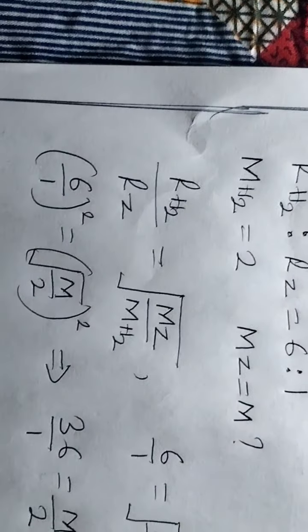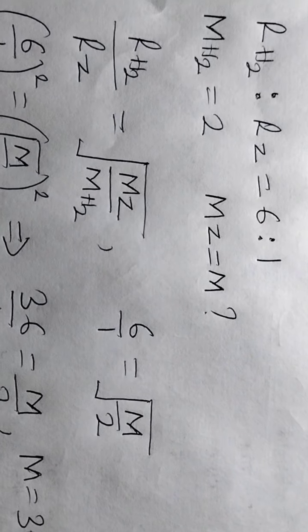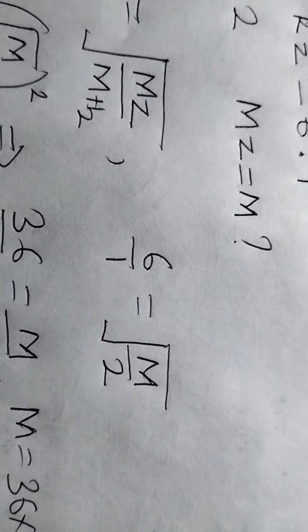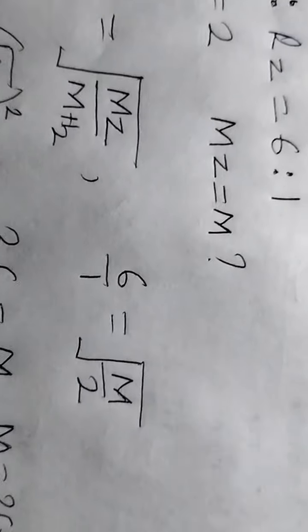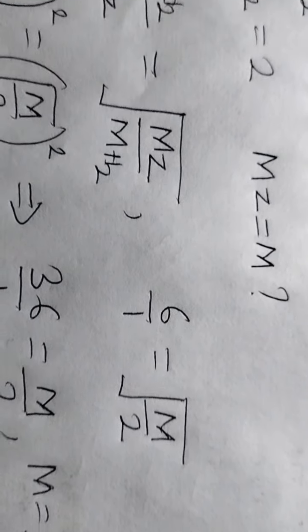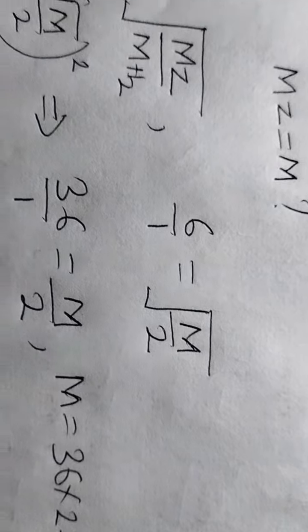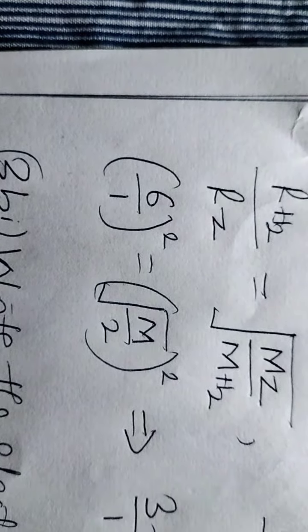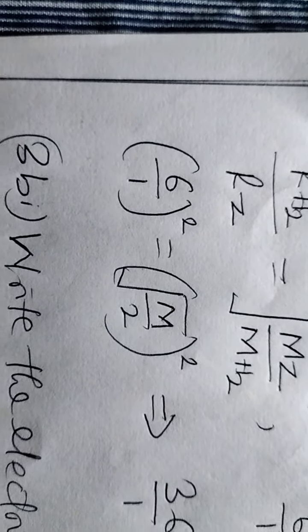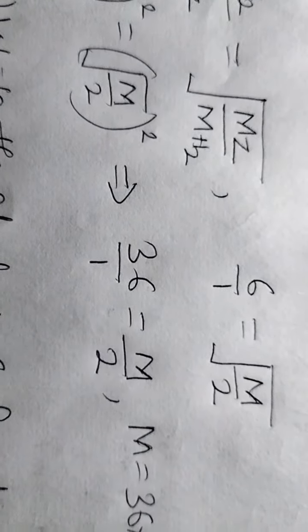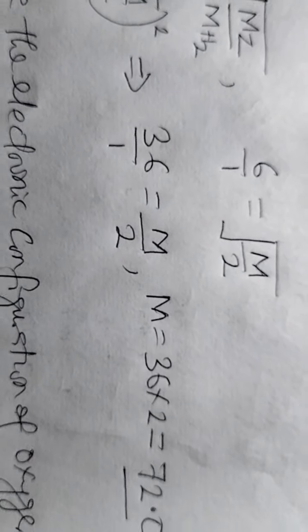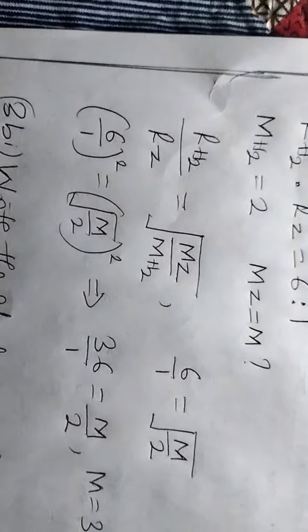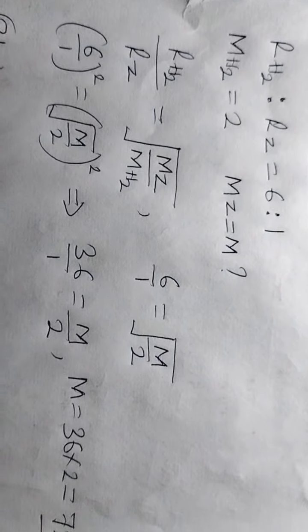So placing everything very well and then substituting, the rate of hydrogen gas is 6 from that ratio there. The rate of Z is 1. The molecular mass of Z is M, unknown, while the molecular mass of hydrogen is 2. Then we square both sides. When you square both sides, we now have 6 over 1 squared equal to root of M over 2 squared. Then we have 36 equal to M over 2. Then multiply. M now becomes 36 times 2, giving us 72.0. So the molecular mass of Z is 72 from the calculation.